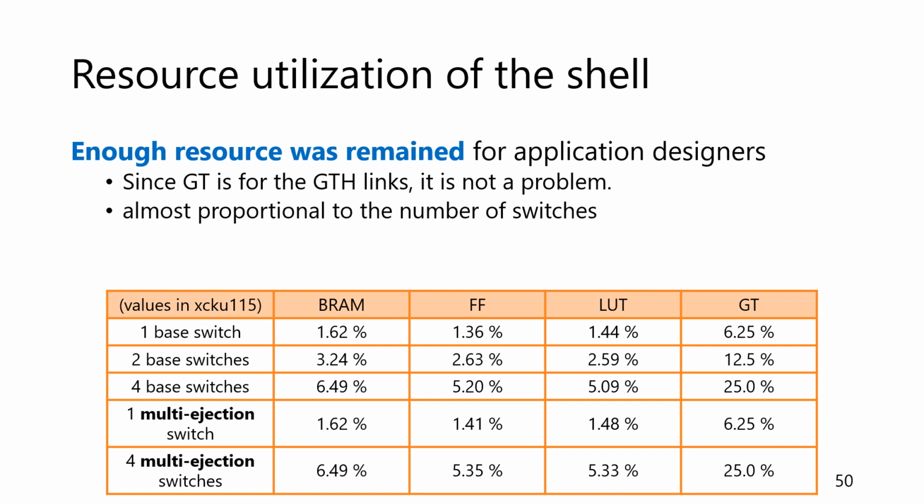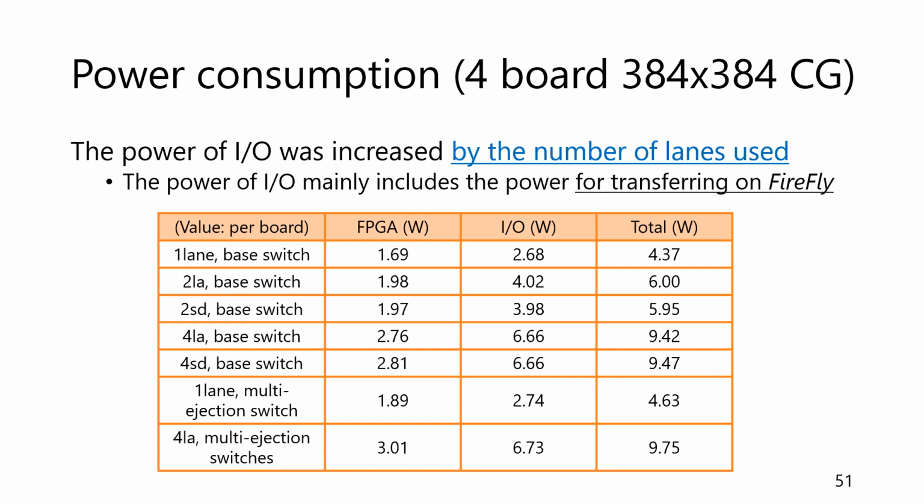This table shows the resource utilization of the shell in XCKU115. The resource utilization in applications such as BRAM, FF, and LUT is still small even with 4 switches, and enough resources remained for application designers. This table shows the power consumption. The power of I/O, which mainly includes the power for transferring on Firefly, increased with the number of lanes used.